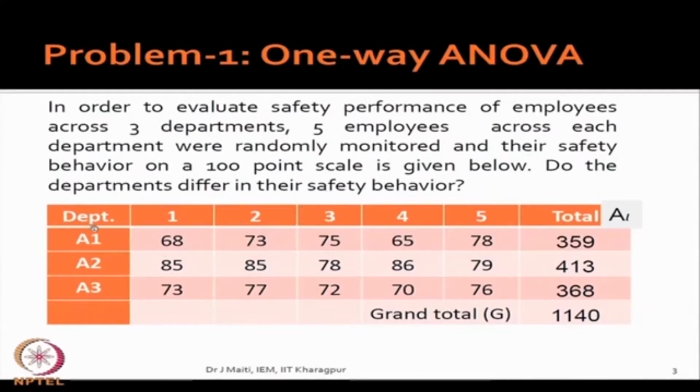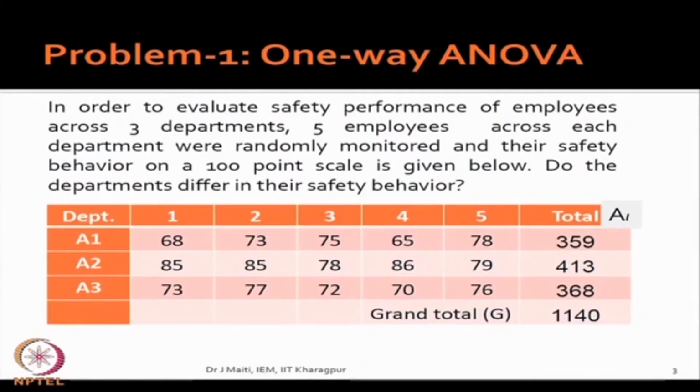Now, the data points: you see that there are 3 departments, A1, A2, A3. In each department we have collected 5 data points, 1 to 5, and these data are 68, 73, like this. Now, we will see the details of one-way ANOVA with respect to this data set. If you make the total across A1, the total score on safety behavior is 359, across A2 it is 413, and across A3 it is 368, and the grand total is 1140.